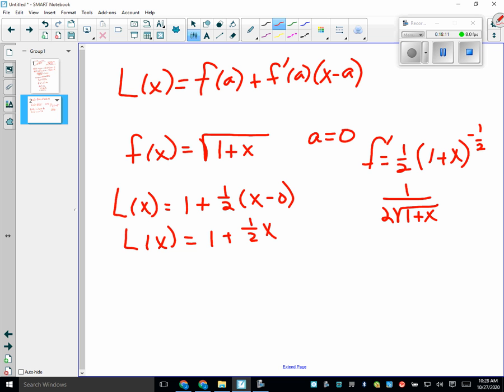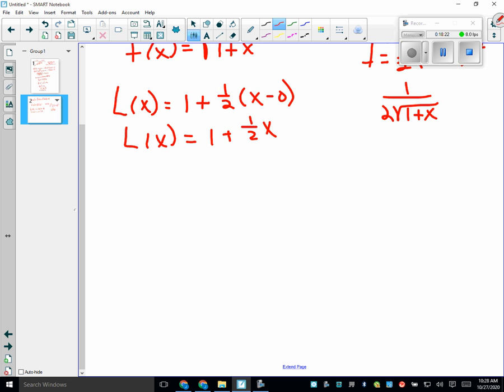Now what I want to do is compare L of a plus 0.1, and I want to compare it to f of a plus 0.1. They're not equal, so I want to compare them. Why 0.1? They're going to be pretty close. Is 0.1 just what we do? Yes.